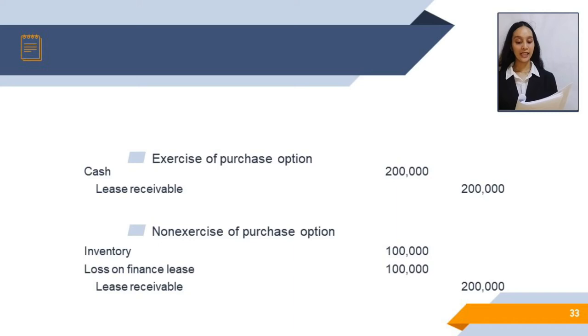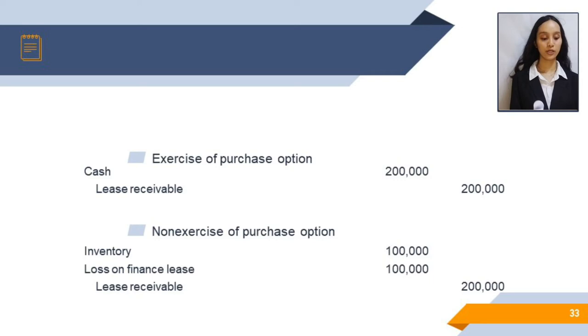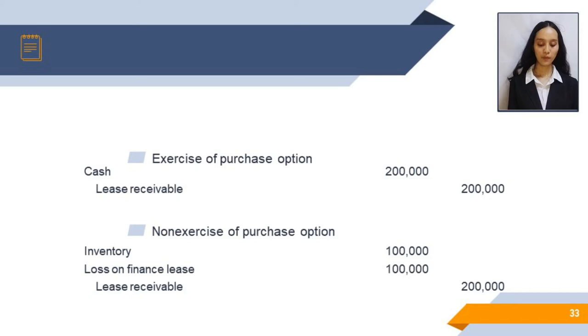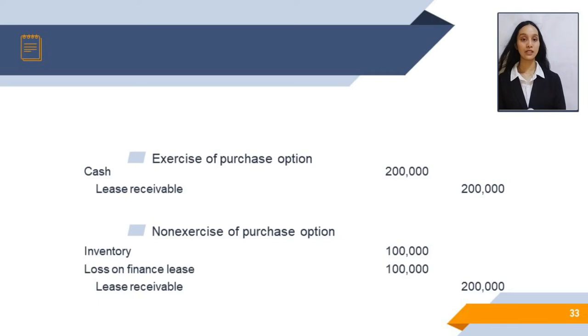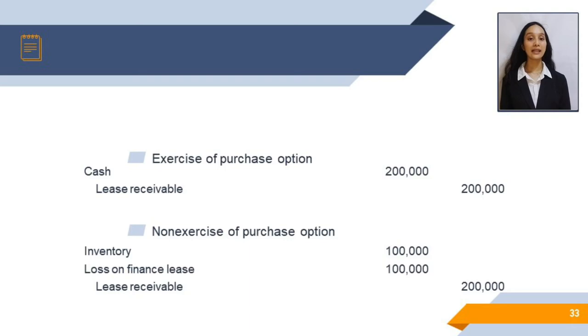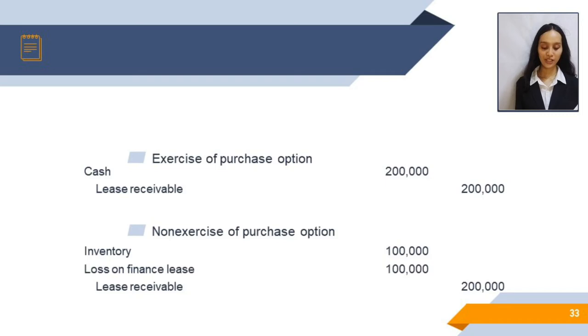So, for kapag an exercise of purchase option, ang magiging journal natin, cash of 200,000, lease receivable of 200,000. The purchase option is exercised by the lessee on December 31, 2024. Paano naman kapag non-exercise of purchase option? Ganito ang journal niya. Inventory of 100,000 and then loss on finance lease 100,000 and then lease receivable 200,000. The purchase option is not exercised by the lessee and the fair value of the underlying asset is 100,000 only. So, hindi tinupad ni lessee ang purchase option and the fair value of the underlying asset is 100,000 on December 31, 2024.